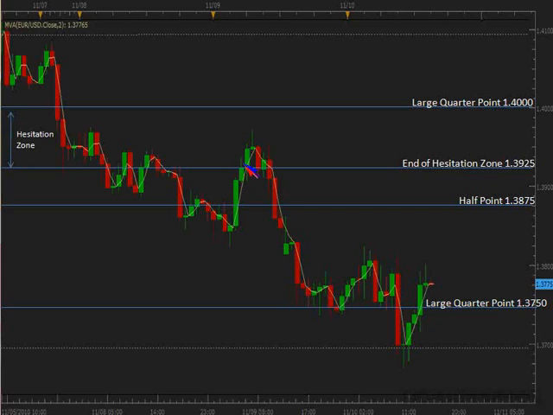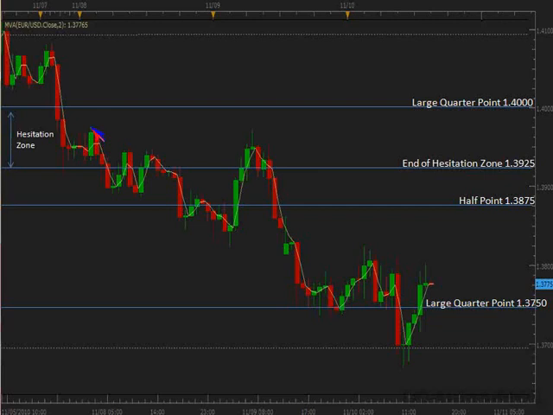What is the difference here? Prices break below a large quarter point at $1.40. They move decisively. Here's the answer to the question that was asked earlier: they move decisively below $1.40, further into the hesitation zone. They reach the end of the hesitation zone right here. And then the second part of what a trader must pay attention to: do prices remain within the new quarter that they've entered on any price pullbacks? On a pullback, let's take a look here.